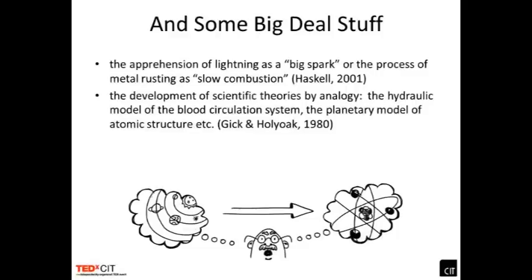Learning transfer also refers to some big deal kind of stuff as well, like the whole world of scientific discovery, the kind of analogical thinking that can lead us to apprehend lightning as being like a big spark, or the process of metal rusting as being like slow combustion. And then the development of other scientific theories by analogy, like, for example, the planetary model of atomic structure.